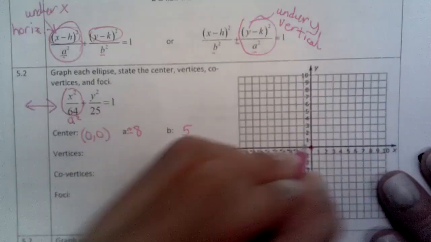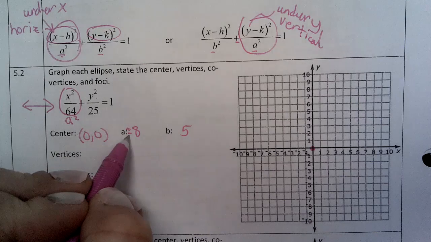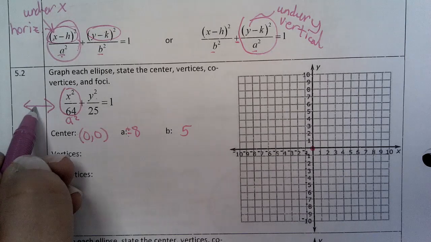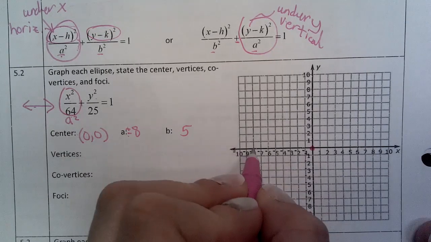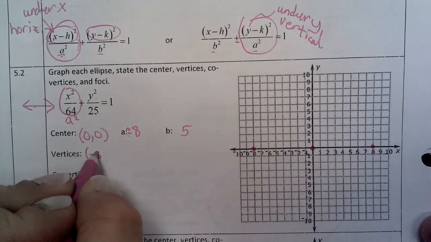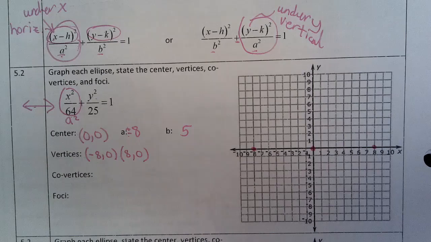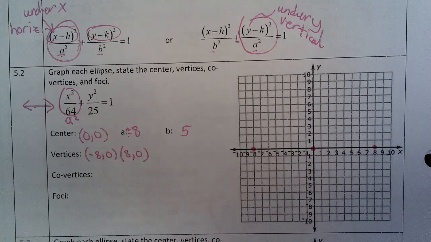So let's go ahead and plot that. And if you're struggling to find the points for the vertices and co-vertices and foci, let's plot it out first. So my a value is 8, and I know it's going horizontally. So that means I have to go 8 to the left and 8 to the right. So my points then are going to be (-8, 0) and (8, 0). So in other words, my x coordinate changed by 8.